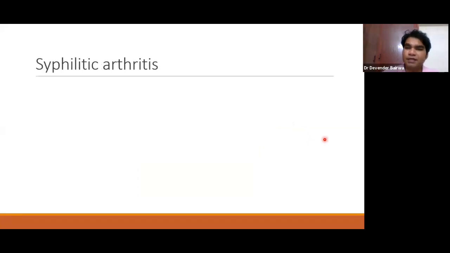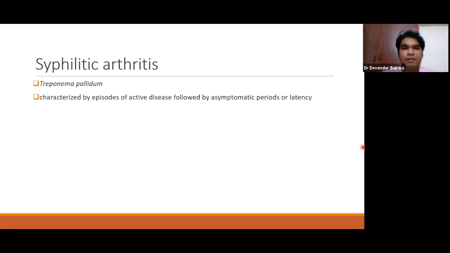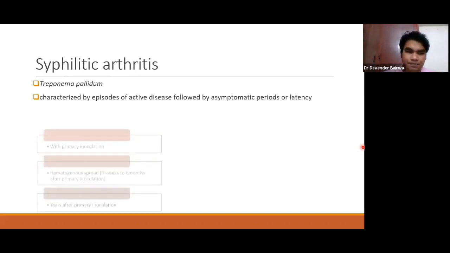Coming to syphilitic arthritis, syphilis, as we know, is because of Treponema pallidum. Syphilis was once rampant, but now cases are less common. Now it is only seen in cases of coexisting HIV. So it is caused by Treponema pallidum, and generally there will be episodes of active disease followed by asymptomatic periods of latency.